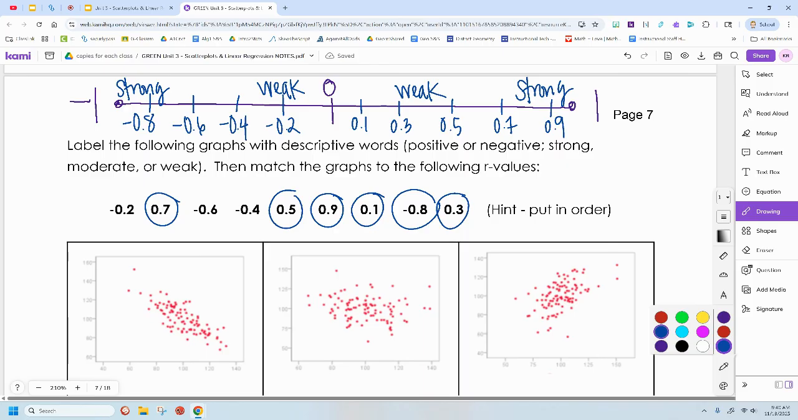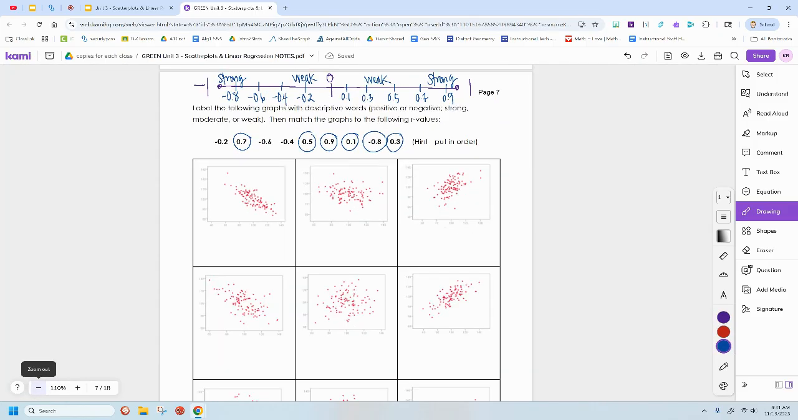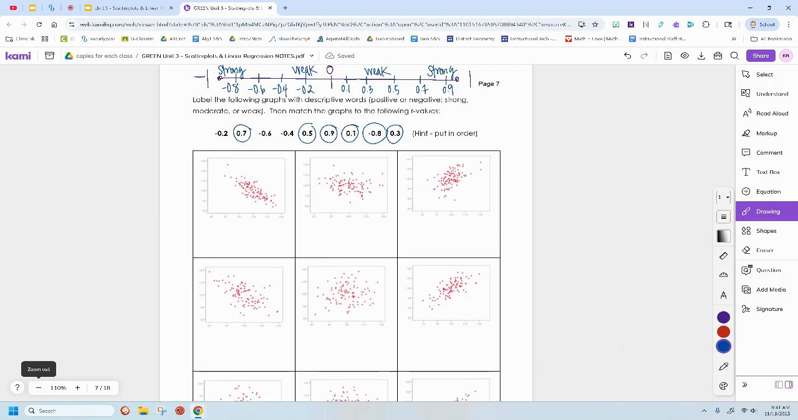Okay, so remember, weak is closer to 0, or no association is essentially closer to 0. It depends what you're analyzing. You might be switching up your words just a little bit. Okay, so now I'm going to zoom out. The easiest ones to determine are the ones that are closer to the ends, the strong on either side.